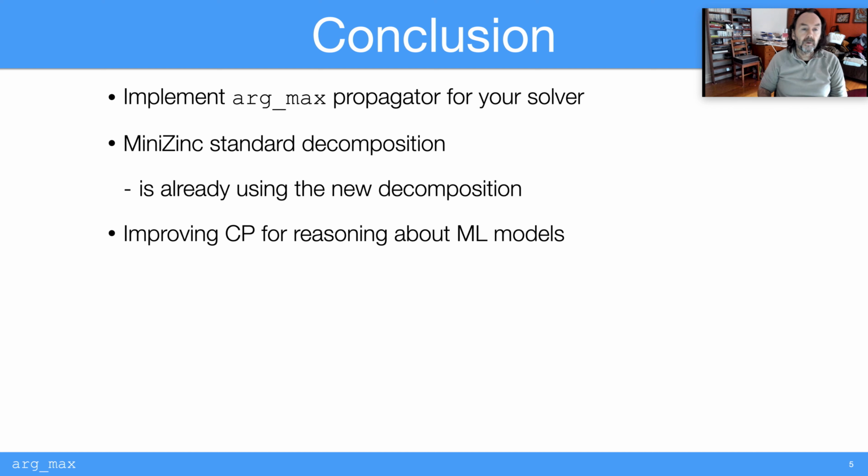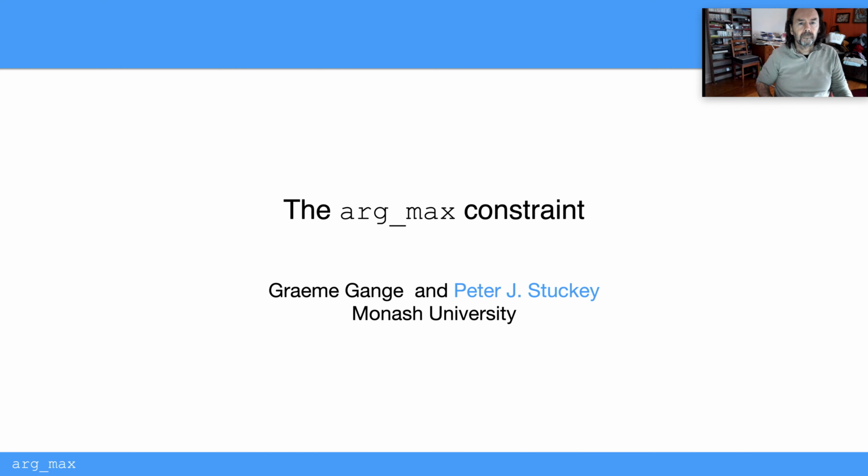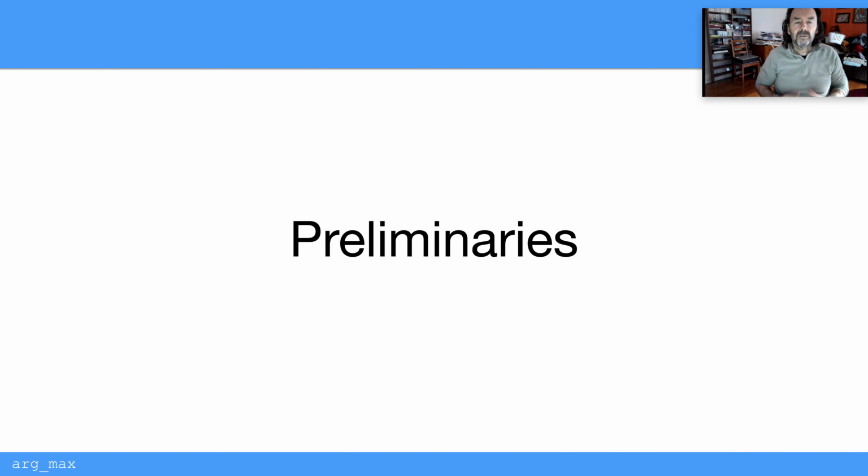So in conclusion, we've implemented an argmax propagator for our solver. You should go and implement an argmax propagator for your solver. If you're using MiniZinc, you'll already be using the new decomposition. It was already included in earlier releases, and it allows CP to reason better about ML models. All right, let's continue with the longer talk.